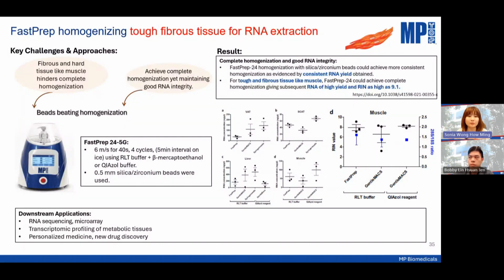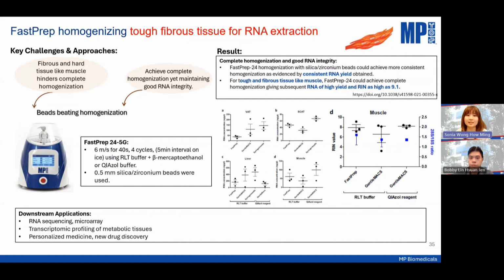This group of researchers used our FastPrep-24 5G at 6 meters per second for 40 seconds, 4 cycles, with a 5-minute interval on ice. Again, you can see that the ice incubation interval is very important, especially when you're dealing with RNA. Using these lysis buffers, the beads or lysing matrix used was 0.5 millimeter silica or zirconium beads.